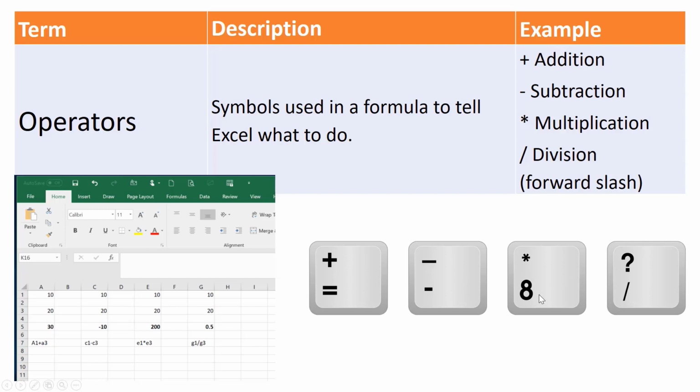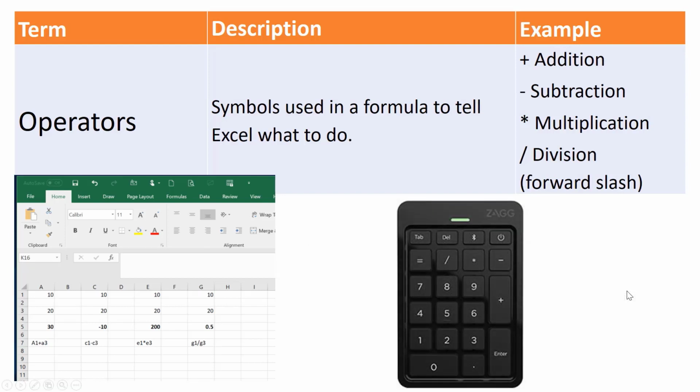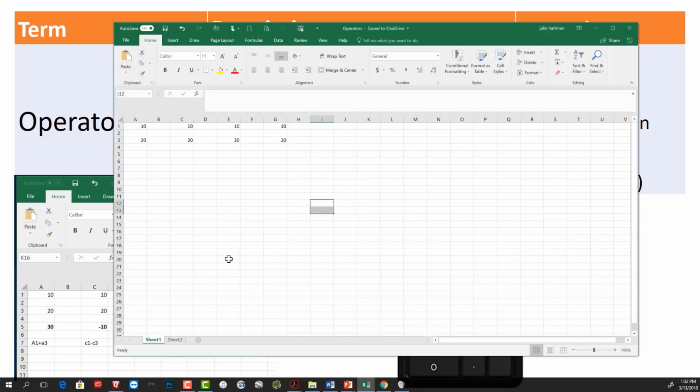And note that the multiplication is the asterisk key, not the letter X, as well as division is the / here. If you use a 10 key, which is to the side of your keyboard, you can see the operators here, where we've got addition, subtraction, multiplication, which is above the 9 key, and division, which is above the 8 key. So we're going to go to Excel right now and go ahead and perform some operators.